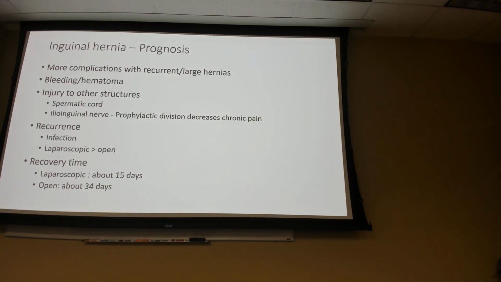All right. So what are the complications? Obviously more complications with recurrent and large hernias. Sometimes with a large hernia, they'll repair bilaterally when they do these procedures just to avoid recurrence. And then like in any other surgery, we have bleeding, damage to other structures, like I said, that ilioinguinal nerve. Sometimes they'll do a prophylactic division of it to decrease chronic pain. Then we have to worry about infection, like wound dehiscence. And recurrence, like I said, is more common with the laparoscopic technique versus the open.